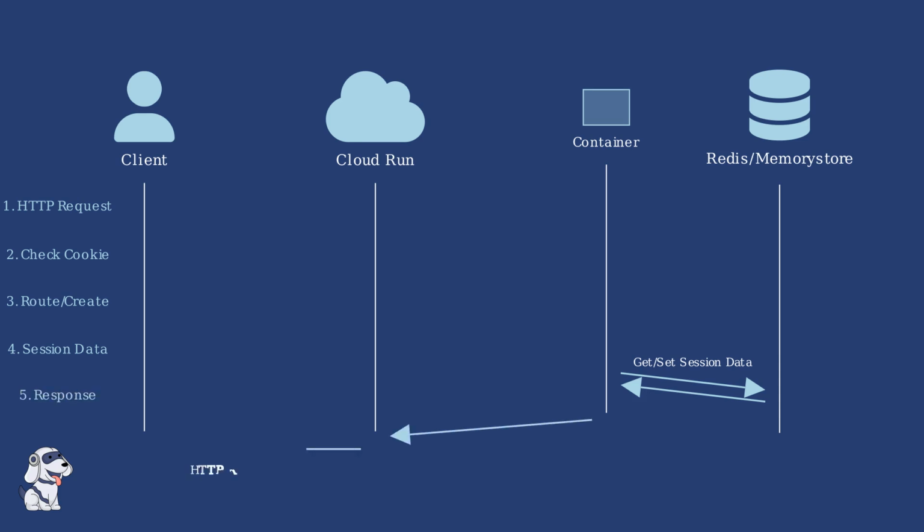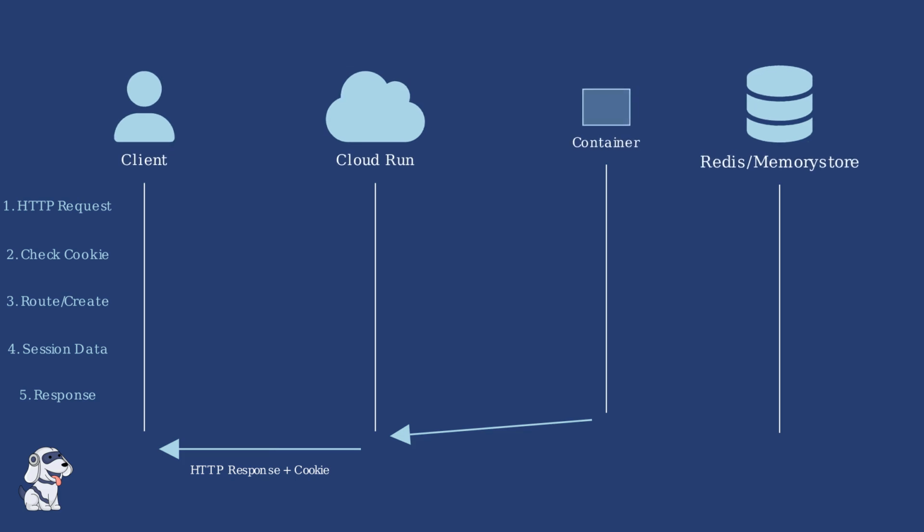Step 5. Finally, the container processes the request using the retrieved session data and sends the HTTP response back through CloudRun to the client. The response includes the session affinity cookie, ensuring future requests from this client are routed to the same container instance when possible.